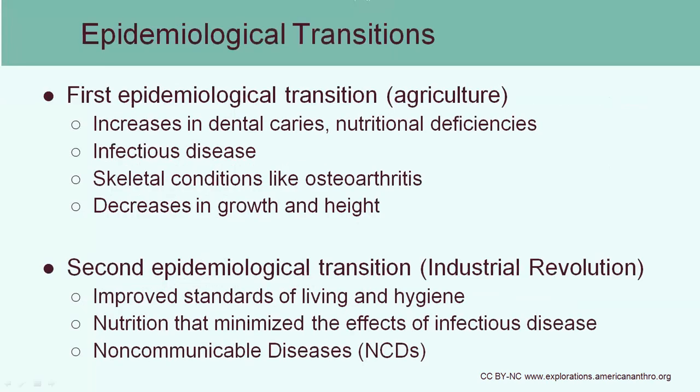There are three main epidemiological transitions in human history. So let's go over what these were. The first is the transition to agriculture, which we previously stated.